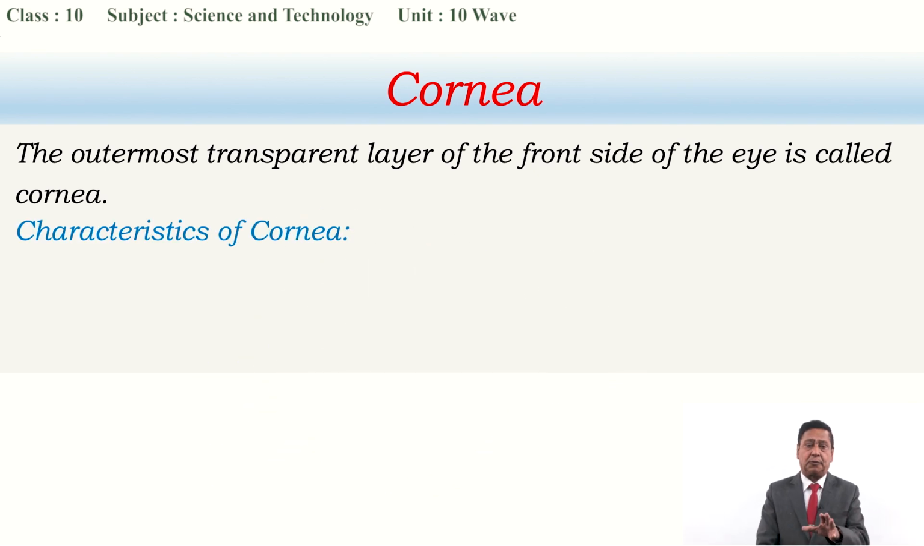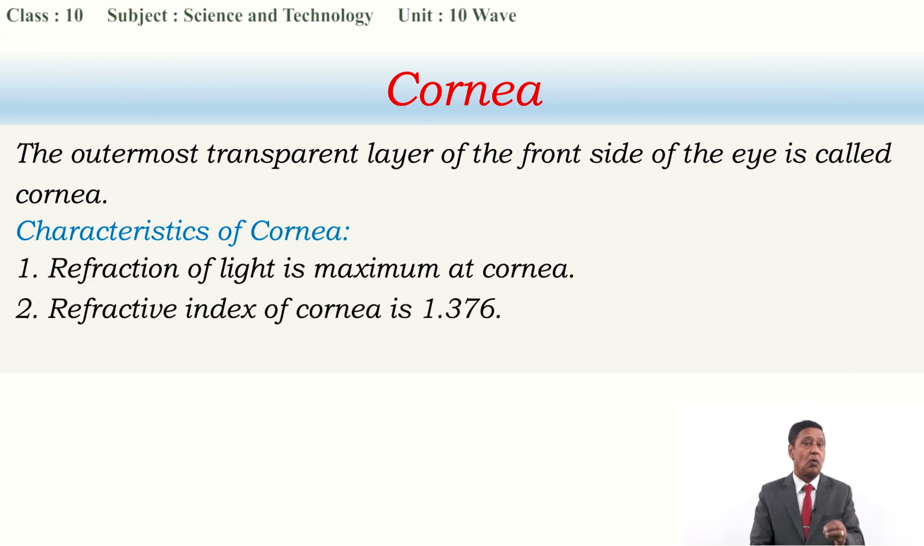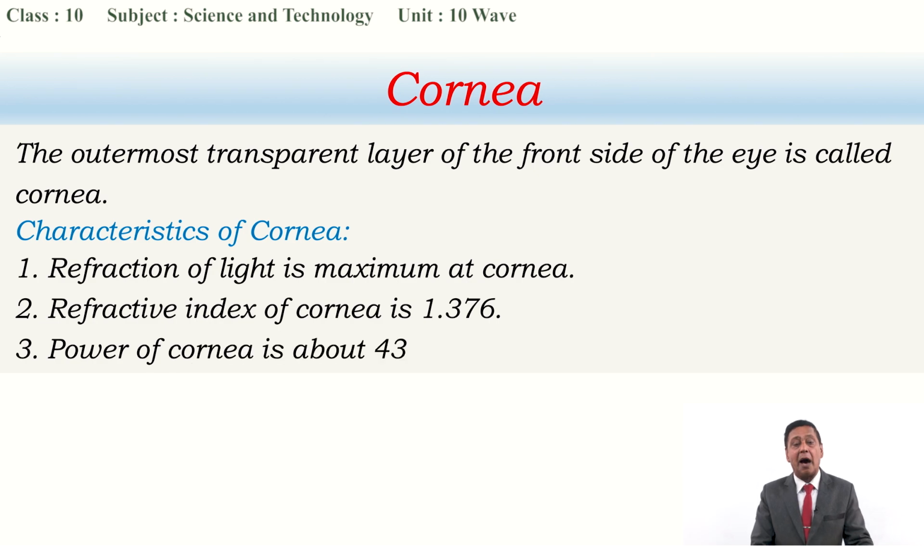One of the great characteristics of the cornea is that the refraction of light is maximum at the cornea. Refraction of light is maximum at the cornea. It refracts light more than the lens of the eye. Now, second, the refractive index of the cornea is 1.376. Do you remember that? The refractive index of glass is 1.5 and water is 1.3. It is more than water. It bends light a lot. Yes. And the power of the cornea is about 43 diopters.